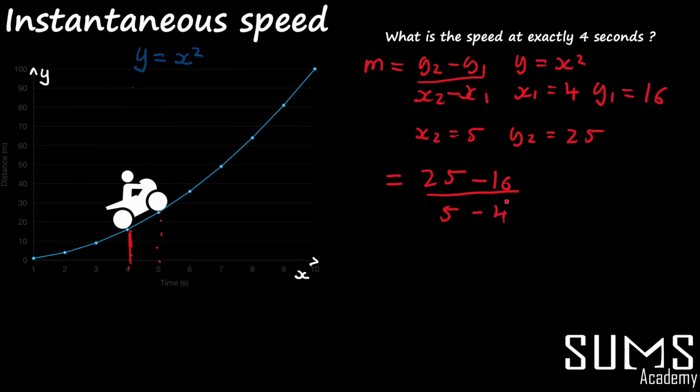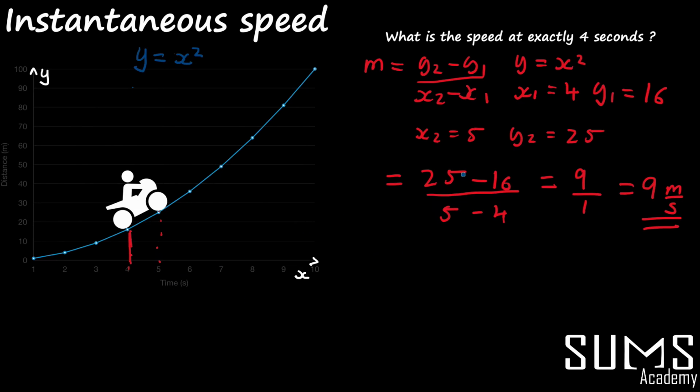So that gives us a gradient of 9. The 25 minus 16 is 9, over 5 minus 4, that's 1. So that just gives us a gradient of 9. And this is looking for speed, so it's 9 meters per second. Okay, so the point I'm trying to make here is what would happen if we made the distance between these 2 points slightly smaller? Would it change this value at all? Well, let's have a look.